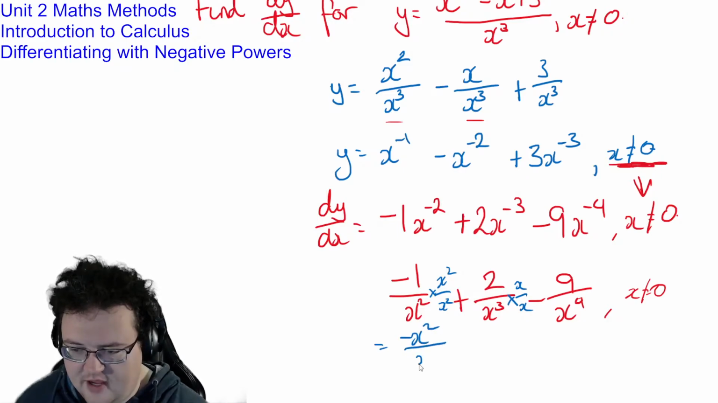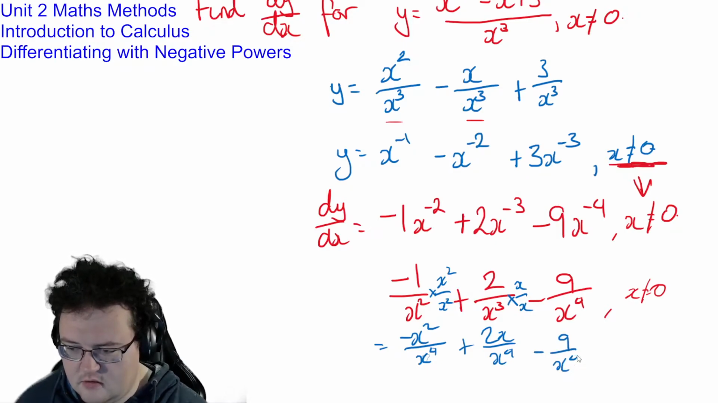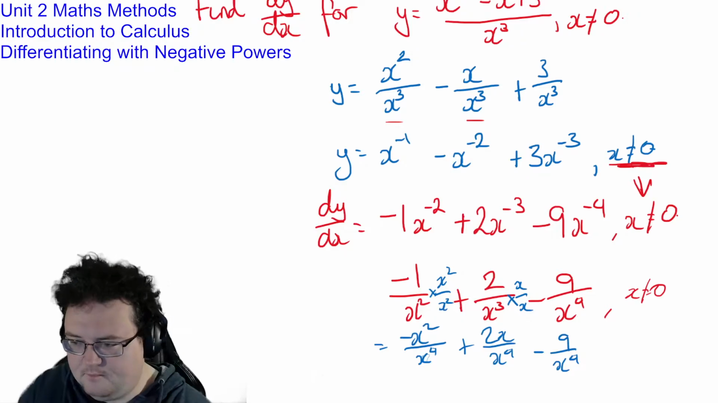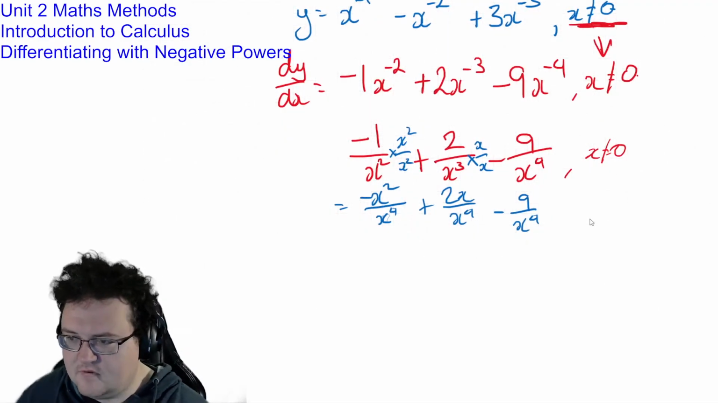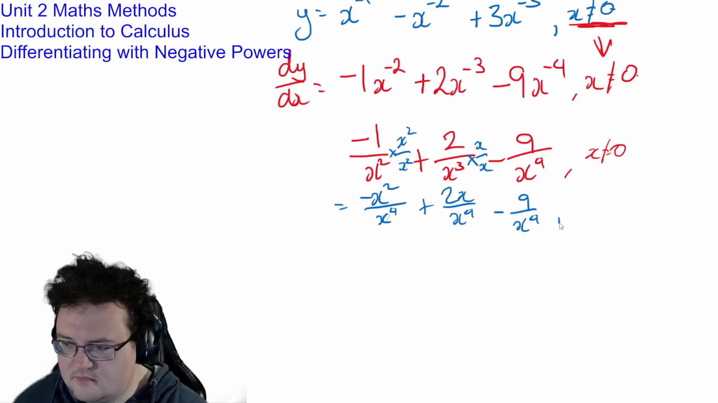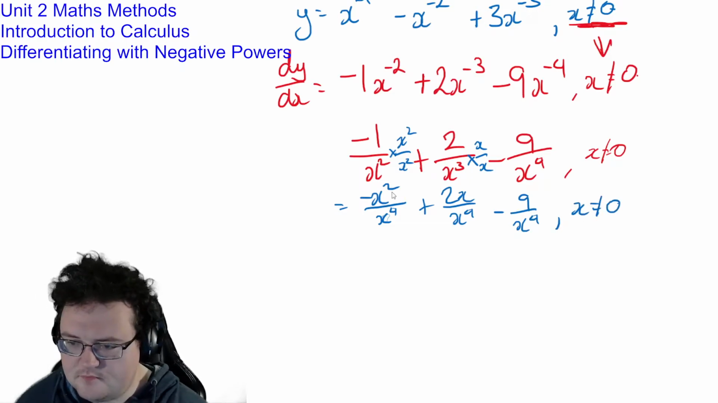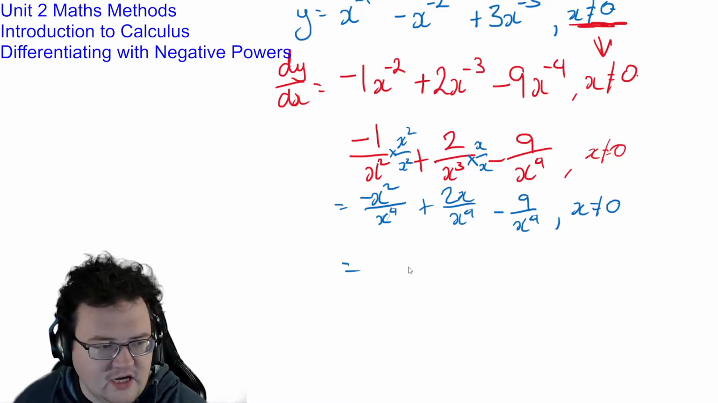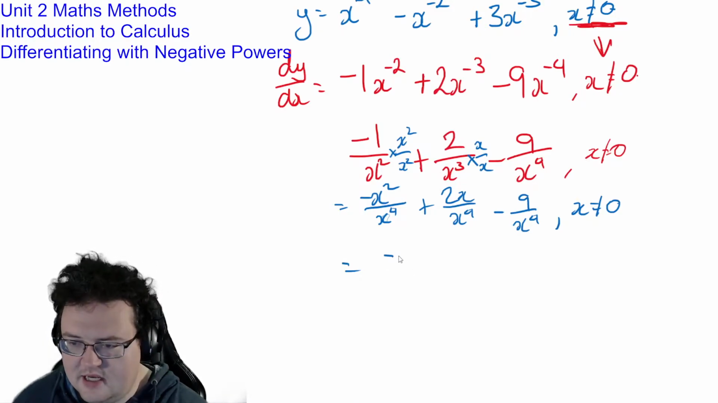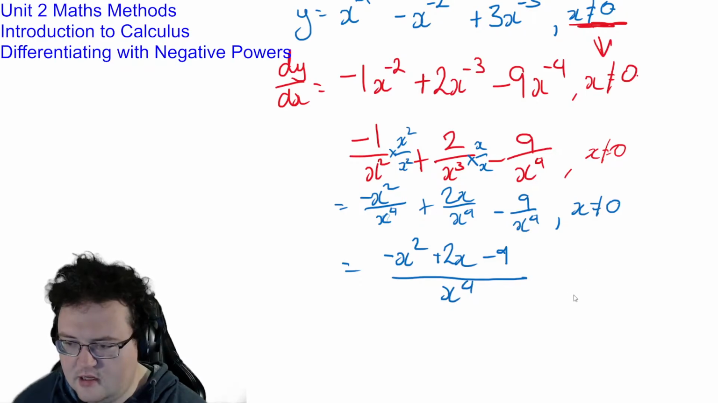So now I have negative x squared over x to the 4 plus 2x over x to the 4 minus 9 over x to the 4. Again, x can't be 0. And the final answer is going to be negative x squared plus 2x minus 9, all divided by x to the 4, and x can't be 0.